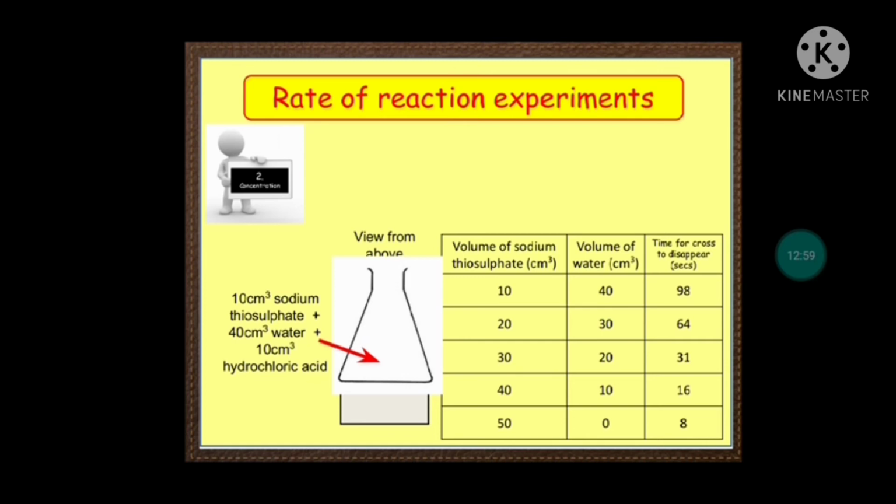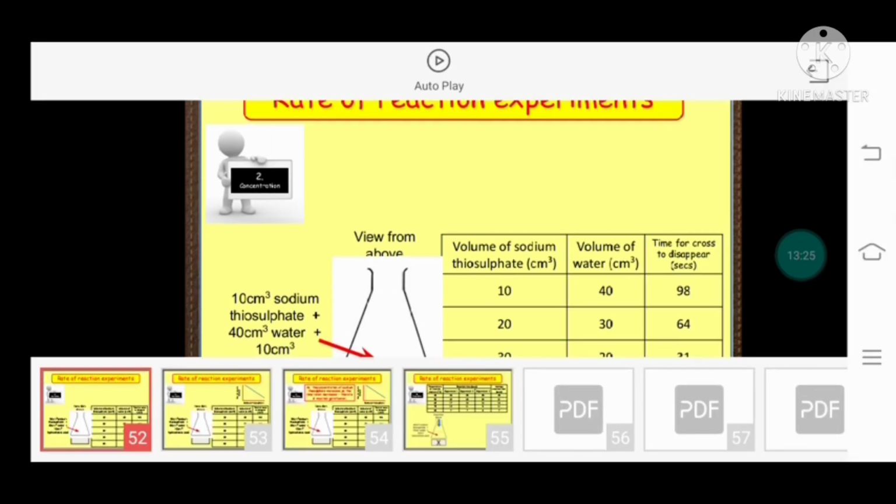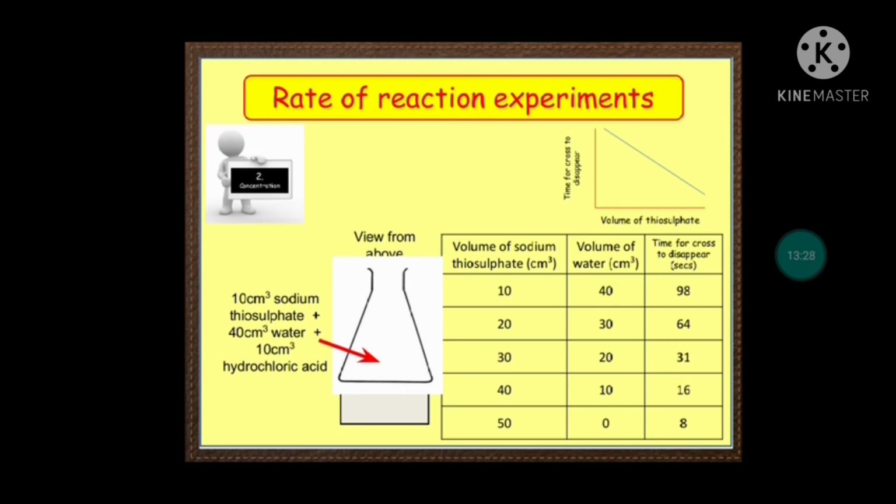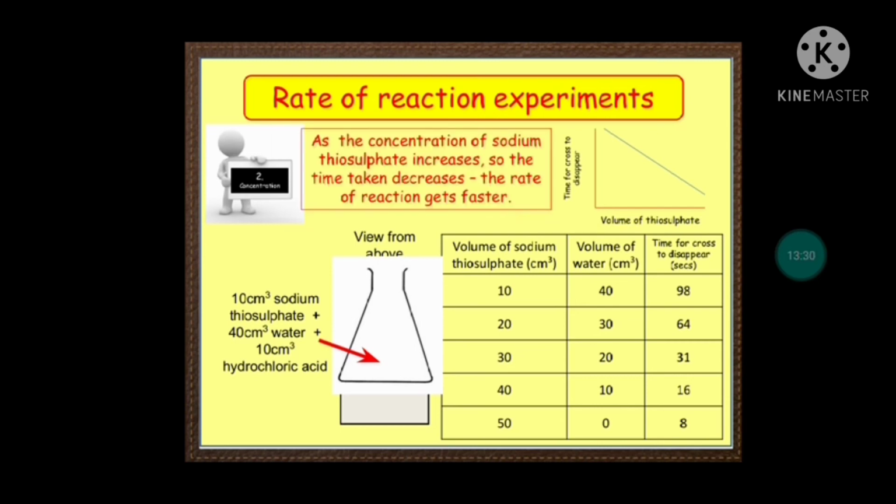For example, when we are using 10 ml of sodium thiosulfate and 40 ml of water, the time is 98 seconds. So within 98 seconds the product forms, and once the product forms, that cross will disappear. And in the last one we have 50 ml of sodium thiosulfate and 0 ml of water, and it takes only 8 seconds to disappear. So it proves that whenever we have a highly concentrated reactant, it will take less time, and it means that the rate of reaction is getting faster.